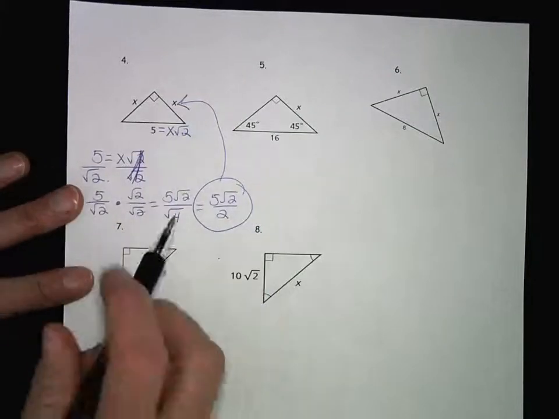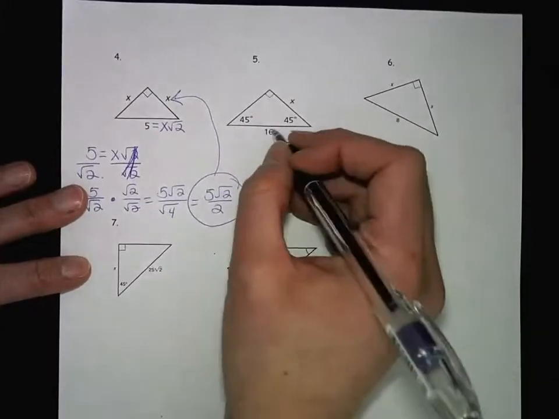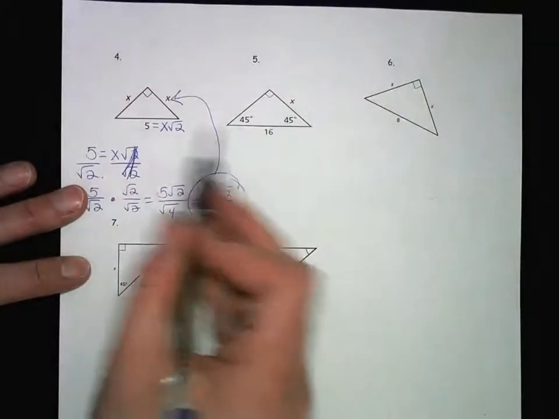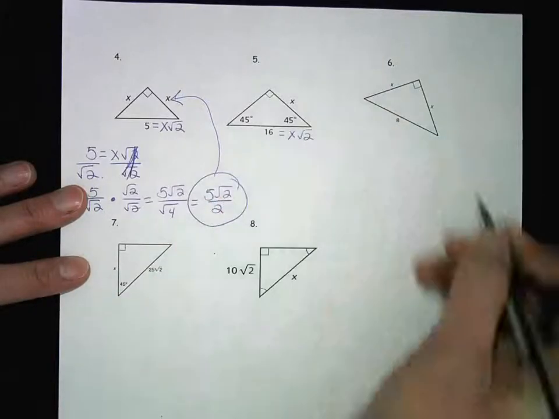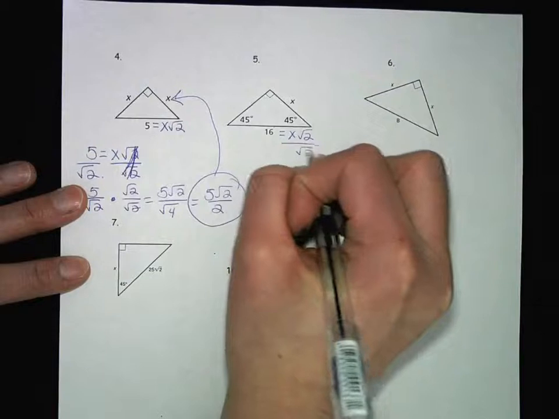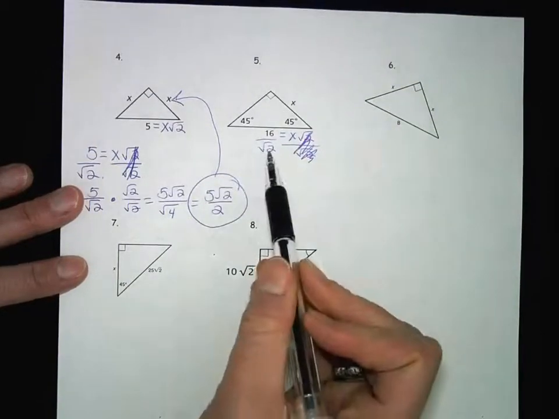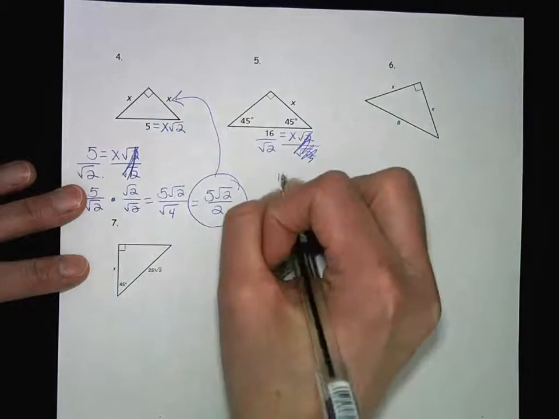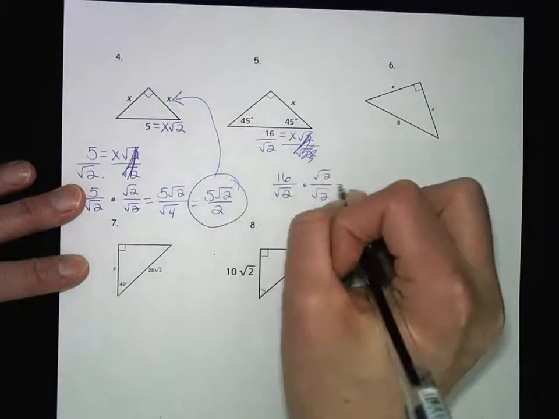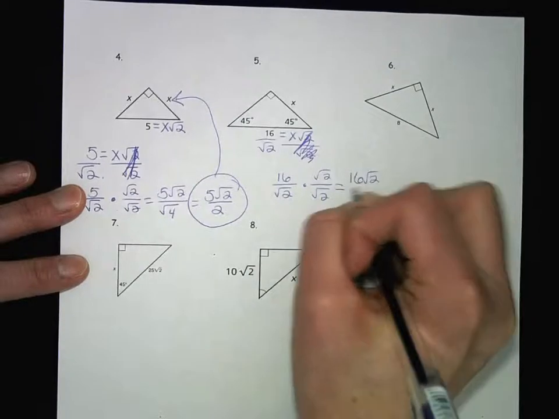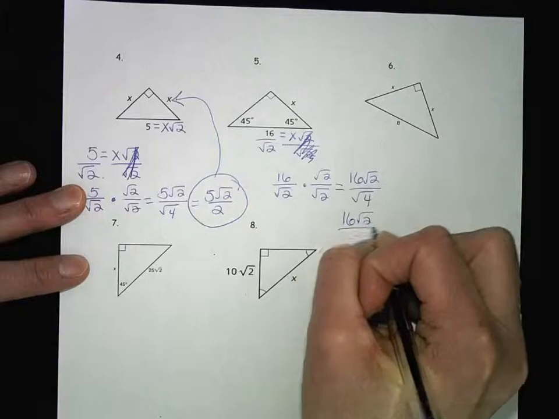So I'll do number 5 with you, and then I'll let you try the last 3. So number 5, it's 16, so it's going to be almost identical. If you notice, those are basically the same picture, just different number there. So this is x square roots of 2. So you're going to have to divide off the square root of 2. This will cancel, and you have to rationalize the denominator. So that's 16 square roots of 2 times the square root of 2 over the square root of 2. That's 16 square roots of 2 over the square root of 4, which is really the 2 on the bottom.